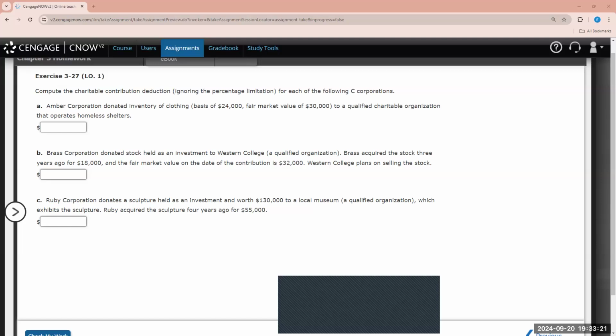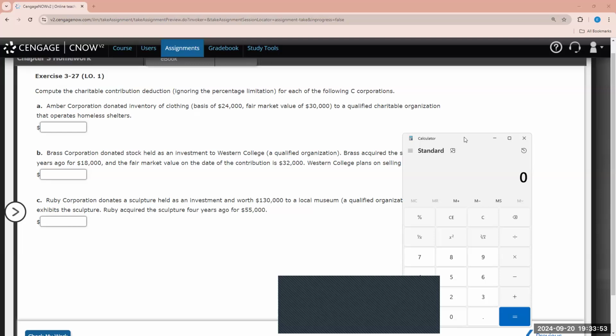But as a general rule, the deduction for a corporation of ordinary income property is limited to the basis of the property. For certain contributions of inventory, however, the deduction is equal to the lesser of the sum of the property's basis plus 50% of the appreciation on the property, or twice the property's basis, right? Based on this information, this is how we would calculate it.